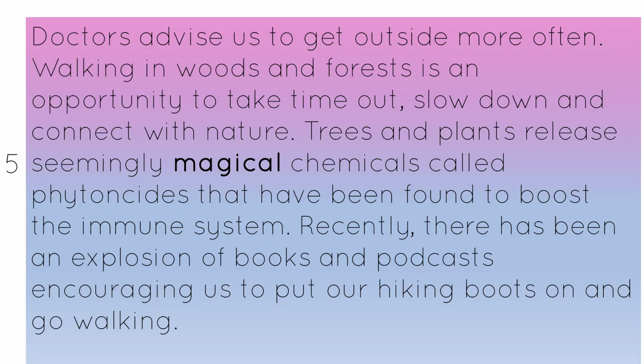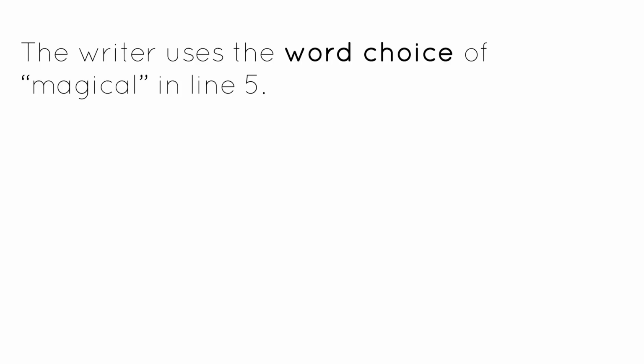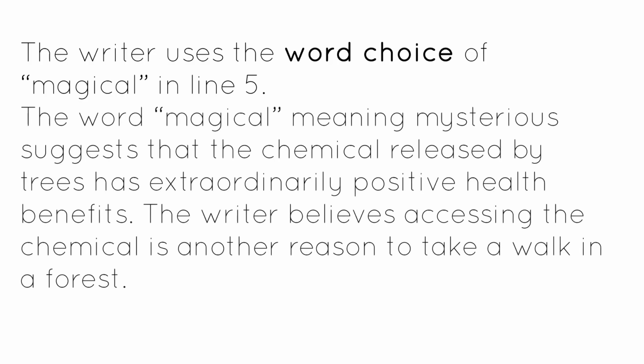Okay, trees and plants release seemingly magical chemicals. Basically, they help our immune system, our health, etc. So we just go into autopilot here. This is a straightforward word choice question. If you don't remember word choice, go back to that section, have a quick check. Okay, the writer uses the word choice of magical. So in line 5, there's my mark. 1 mark straight away just for writing the word magical and being clear where it is. And then my word choice formula is the word meaning suggests. The word magical, meaning mysterious, suggests that the chemical released by trees has extraordinarily positive health benefits. And then my last sentence helps show the writer's view.